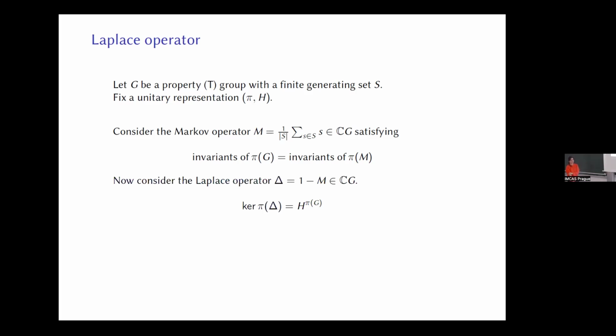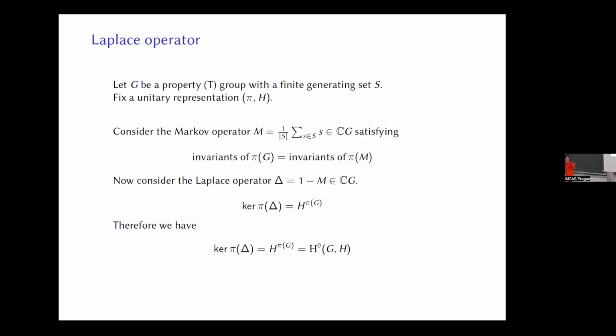So now one considers the Laplace operator, which is defined as the identity minus the Markov operator. So this is an element inside the group ring, but it comes with an interesting property, namely the kernel of the Laplace operator is just the fixed points of the group action. Further, we can see that the fixed points always define the 0th degree cohomology with coefficients in our given Hilbert space. So the 0th degree cohomology corresponds to the kernel of this operator.